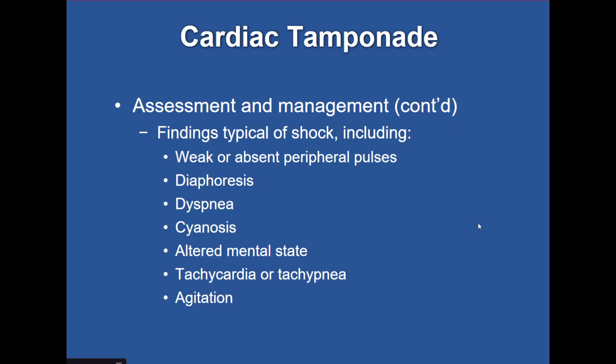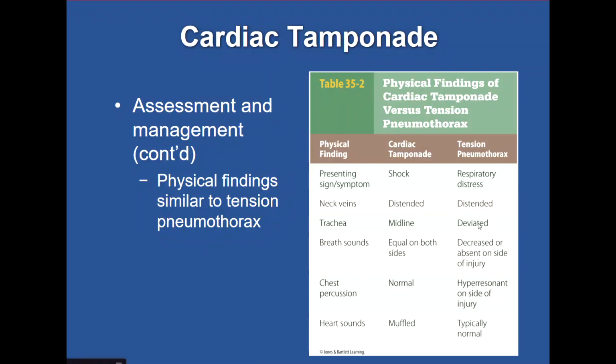So the body compensates just like everything. It's going to breathe faster, heart's going to beat faster as they become more and more hypoxic. As that brain becomes more and more hypoxic, their level of consciousness is going to drop. They're going to be pale. They're going to be diaphoretic. They're going to turn blue. And I'm looking for that mechanism of injury that would lead me to believe that tamponade is going on.